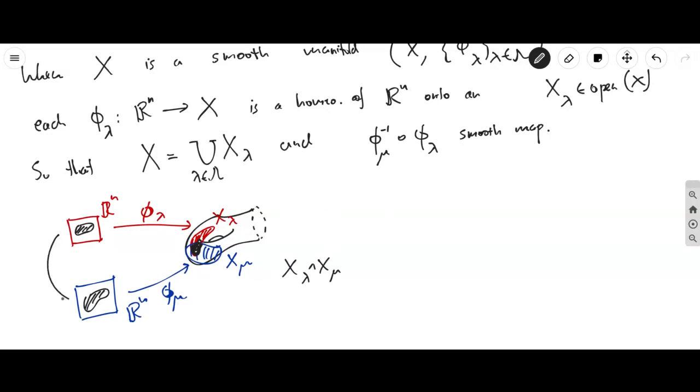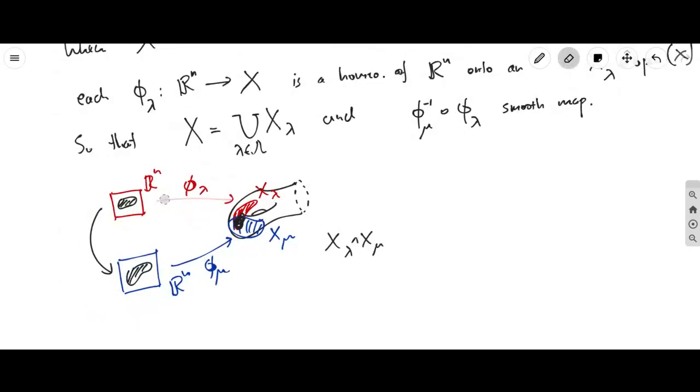And so you have a map from one open set to another open set, and you're doing phi lambda first, and then you're going backwards by phi mu. So this would be phi lambda composed with phi mu inverse. We need to understand that this composition is not actually defined on all of Rn, but it is defined in an open subset of Rn, and it maps that open subset homeomorphically to another open subset of Rn. So it's just a homeomorphism between two open subsets of Rn. It could be defined in all of Rn, but usually that will not be the case.